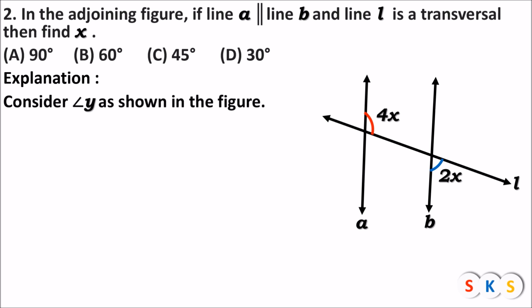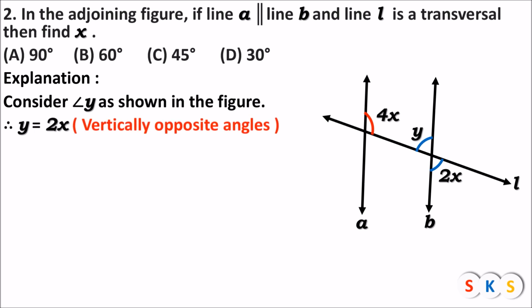Consider angle y as shown in the figure. Okay, look at this figure. I'm going to name one of the angles as y. Can you see which angle I have taken as y? Yes. Now look at this figure. In this figure, angle y and 2x are vertically opposite angles, right? Angle y and angle 2x are vertically opposite angles, and we know that vertically opposite angles are congruent. Therefore, y equals 2x.